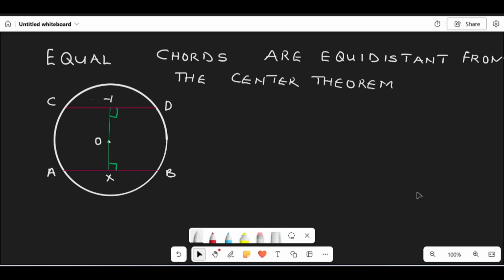If two chords have the same length, for example, in this diagram, our chord AB is equal to chord CD, then the perpendicular distance from the center to each chord will also be the same. So the perpendicular distance OX and OY will be equal to one another.